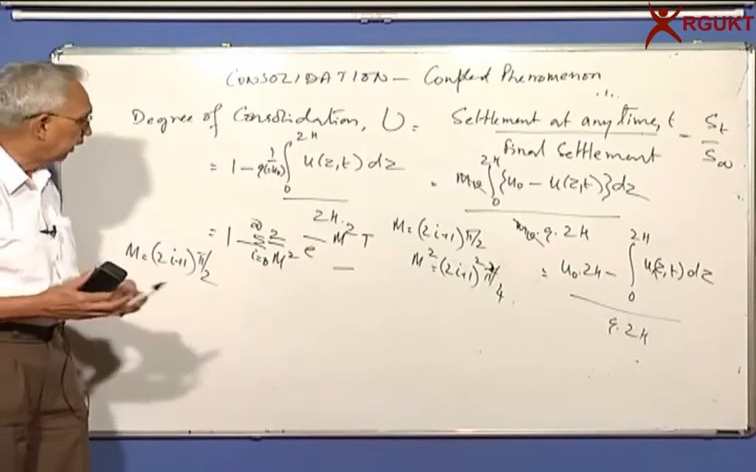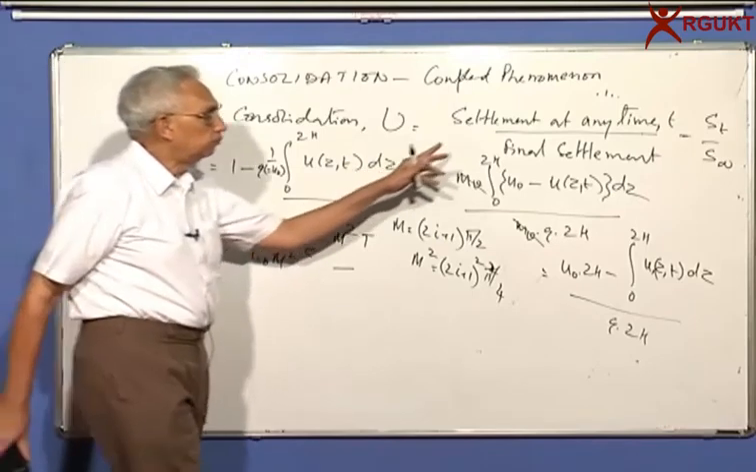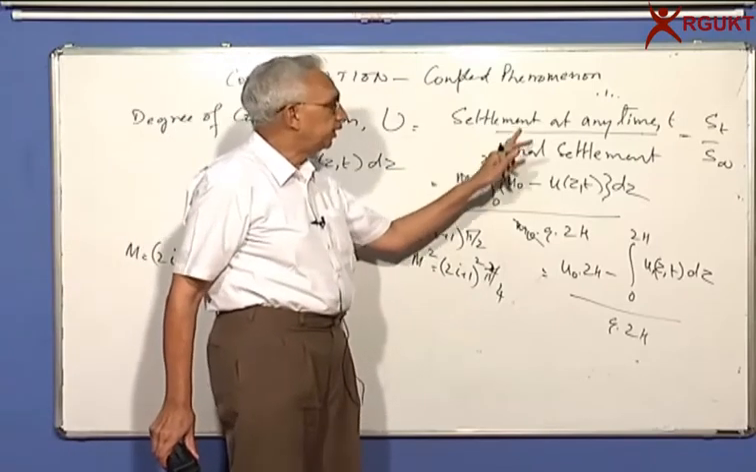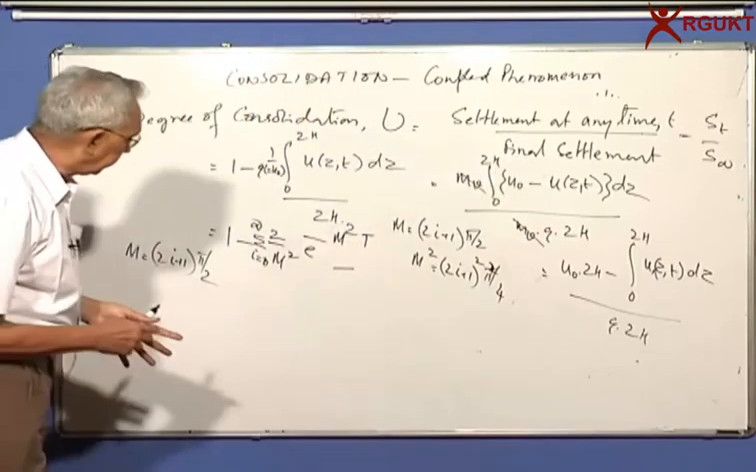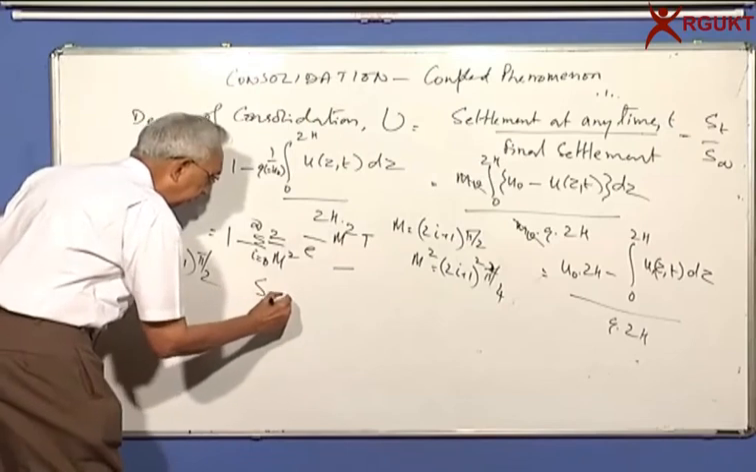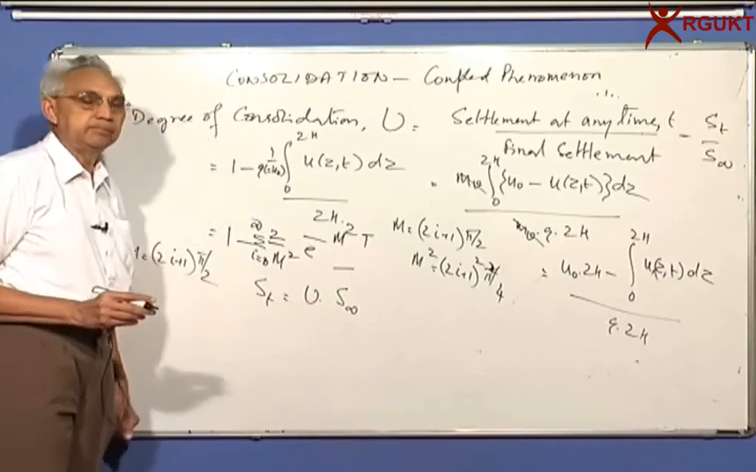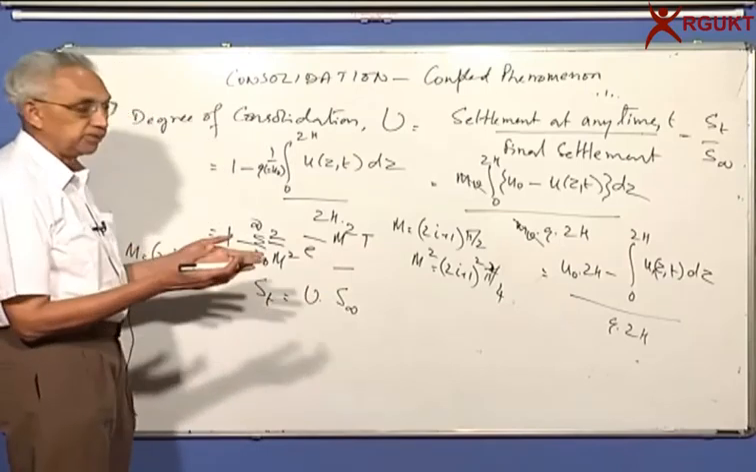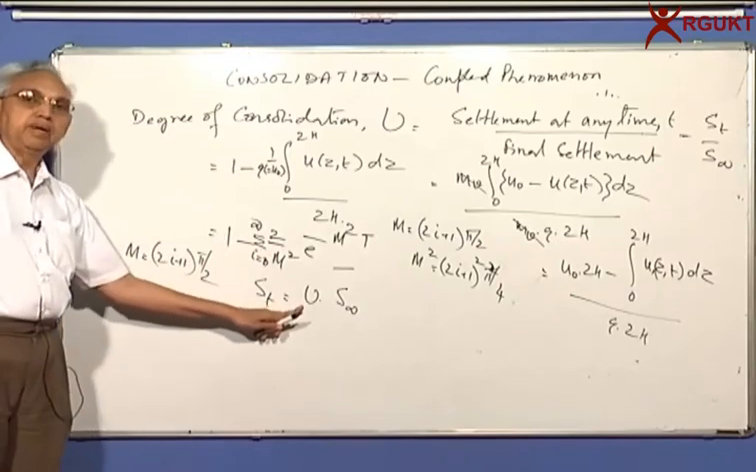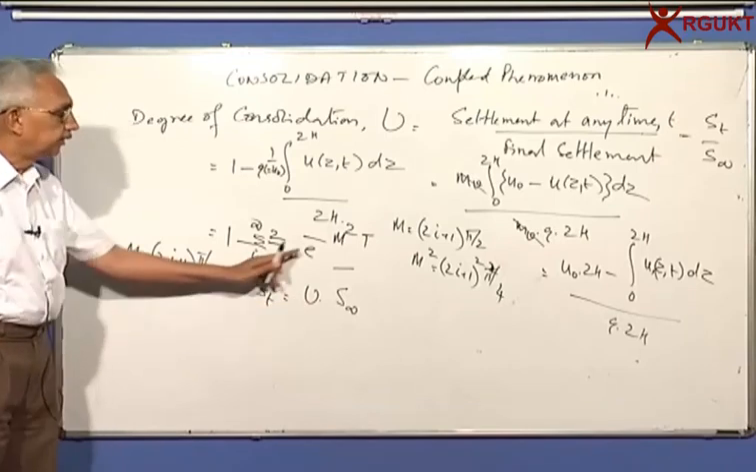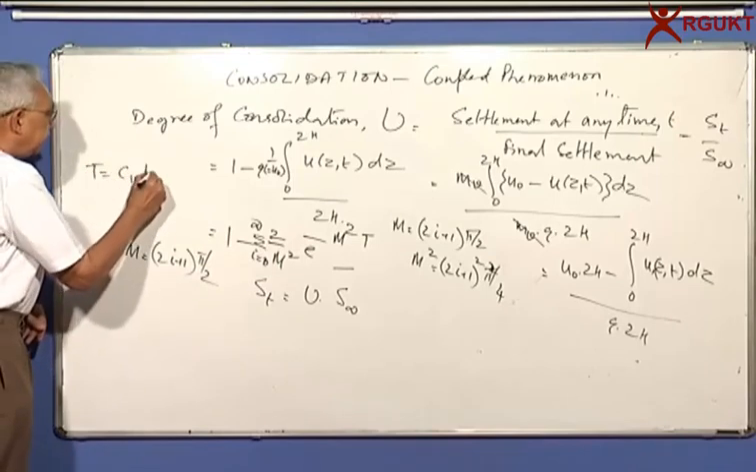I'll just show you, but I want you to remember this relationship, degree of consolidation, which is the ratio of settlement at any time t by the final settlement. And why is it necessary? If you want to estimate the settlement at any time t, what we will do is u times final settlement. Final settlement is very easily estimated knowing the coefficient of volume change, stress increase, and the thickness of the layer. And if I want settlement at any time, I need to multiply by the degree of consolidation, which is governed by this equation.